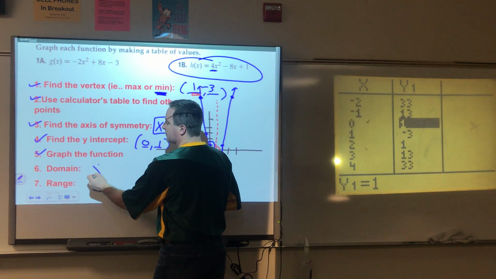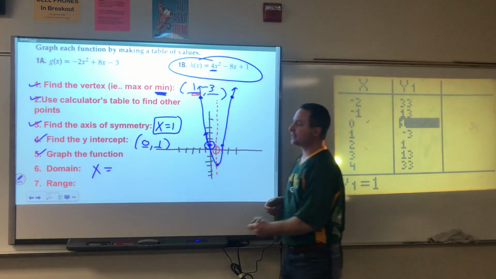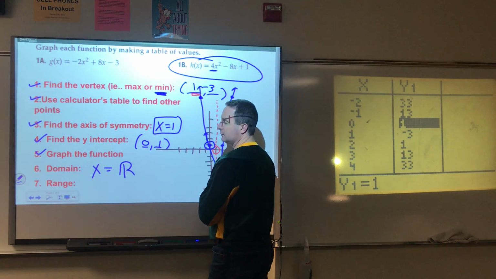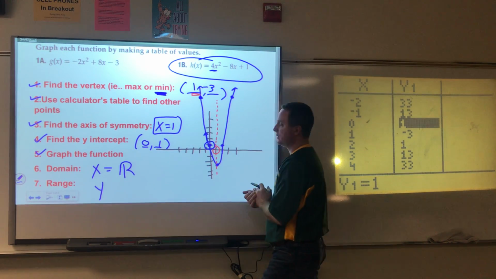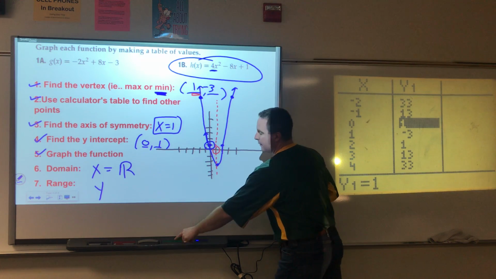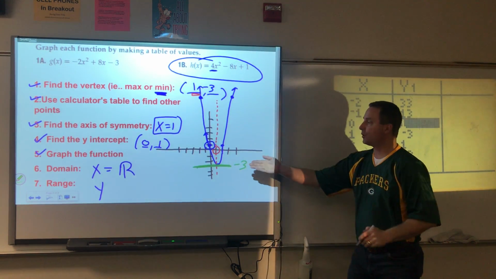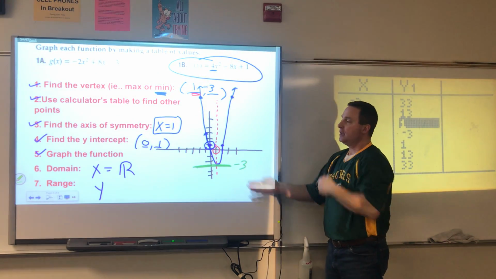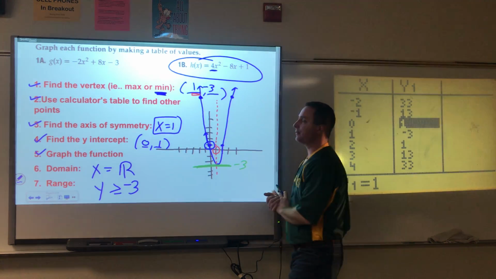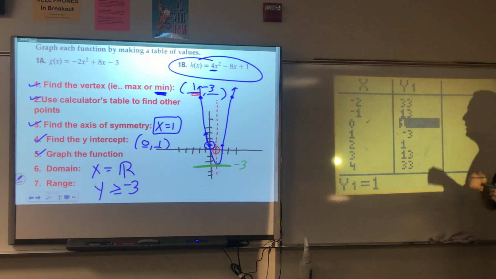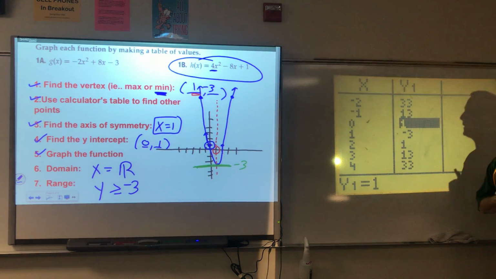How about domain and range? Well, we've talked about this a couple of times now. The domain is always x equals all real numbers. It's going left and right forever, everything in between. And the range then is the y values. The lowest y value right down here is negative 3. That's the lowest it goes, and everything else is above it. So all the y values are greater than or equal to negative 3. And there we have our parabola. So it looks like a lot of stuff, but it's not too terribly bad.